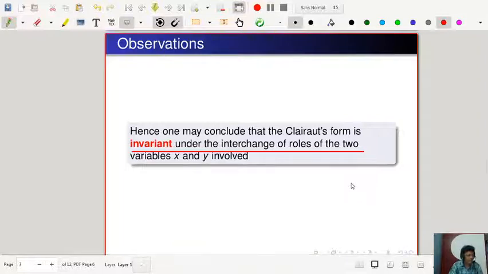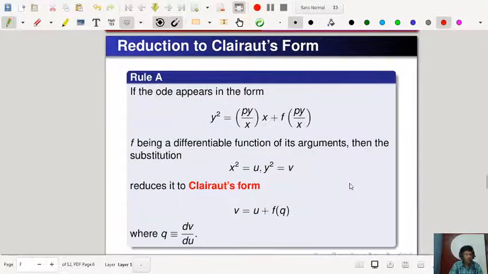Let's now address the question of possible reduction of an ODE of first order but not of first degree to Clairaut's form. So there are questions people will ask: what is the rule, or is there any rule of transformation, different for transforming different first order higher degree differential equations to Clairaut's form?